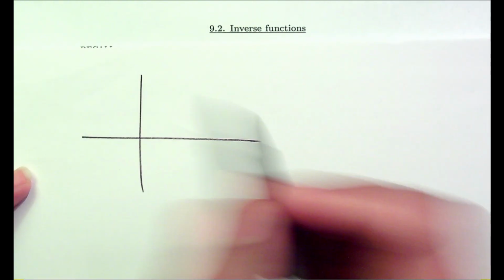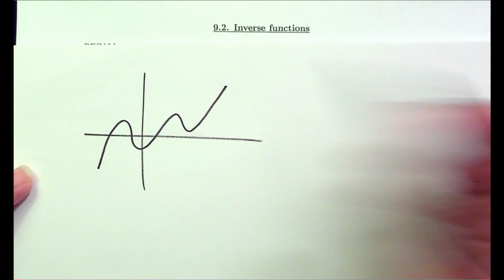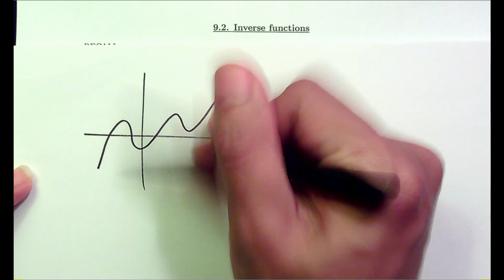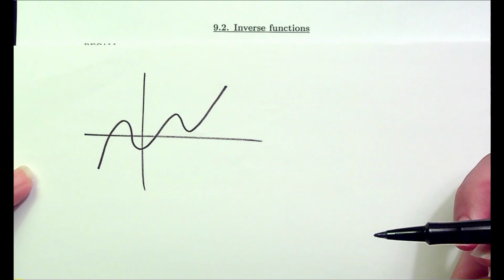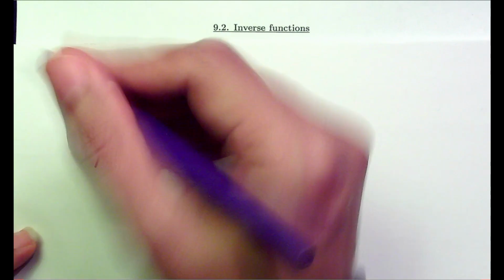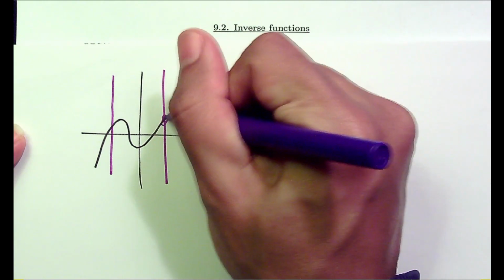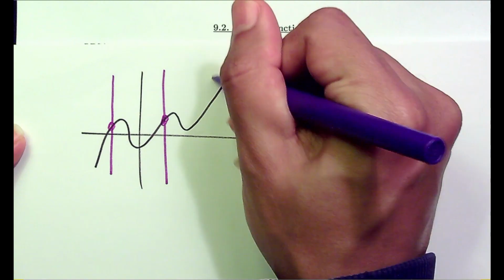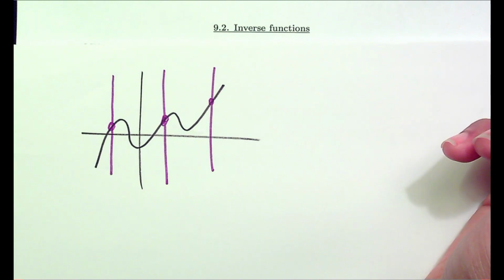So, for example, real quick, something like that would be the graph of a function, because if you imagine vertical lines, no vertical line is going to cross this graph more than once. No matter where you draw a vertical line, it is not going to cross this graph more than once. Just once here. Again, it doesn't matter. What I drew here, this black graph, is the graph of an actual function.